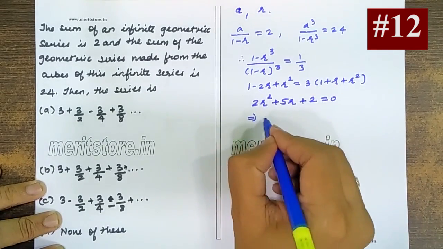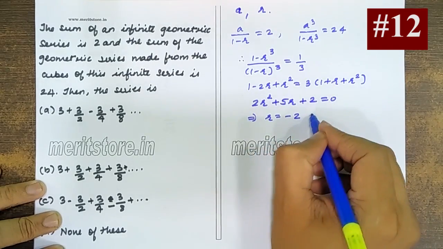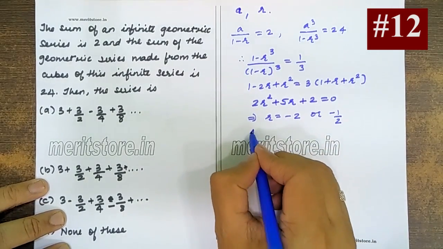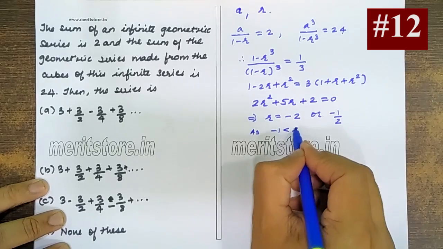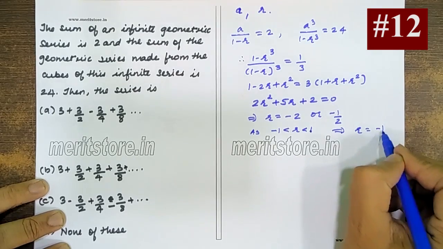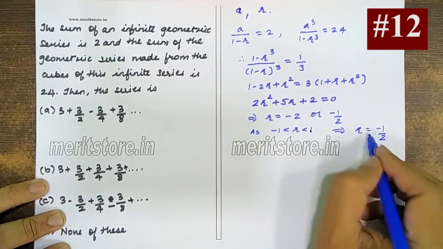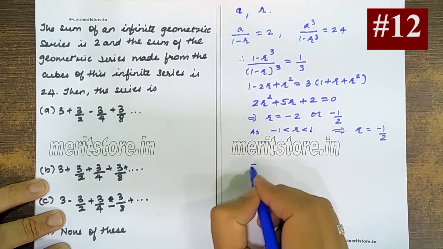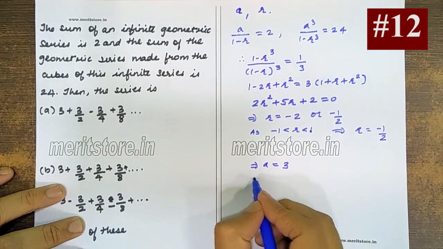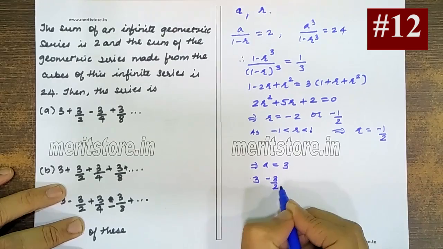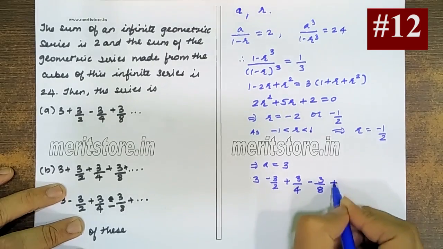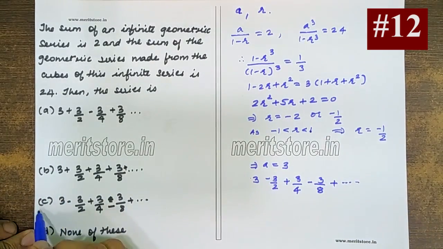So from here you will get two values of R, either it is minus 2 or it is minus 1 by 2. But we know minus 1 is less than r is less than 1. So we'll consider only r is equal to minus 1 by 2. Now putting the value of r in equation 1, we'll get a is equal to 3. So the series is 3 minus 3 by 2 plus 3 by 4 minus 3 by 8 and so on. So here C is the correct answer.